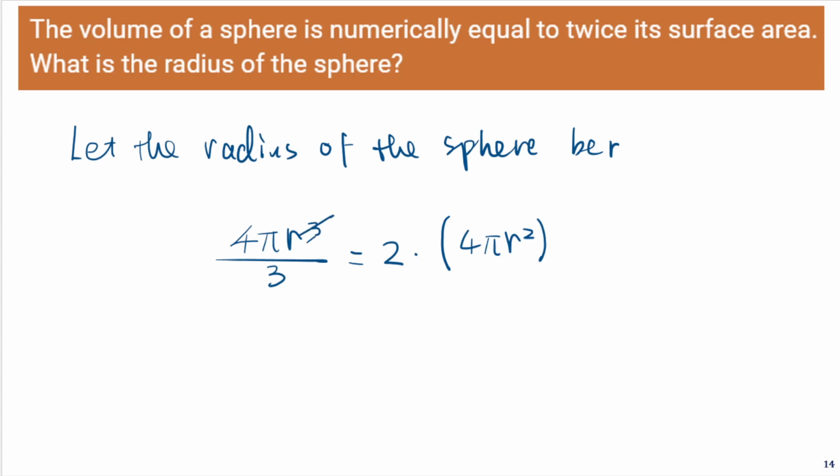First of all, we could cancel r squared from both sides. Also cancel a pi. This will give us 4r over 3 equals 2 times 4. Of course, here r equals 6, right?